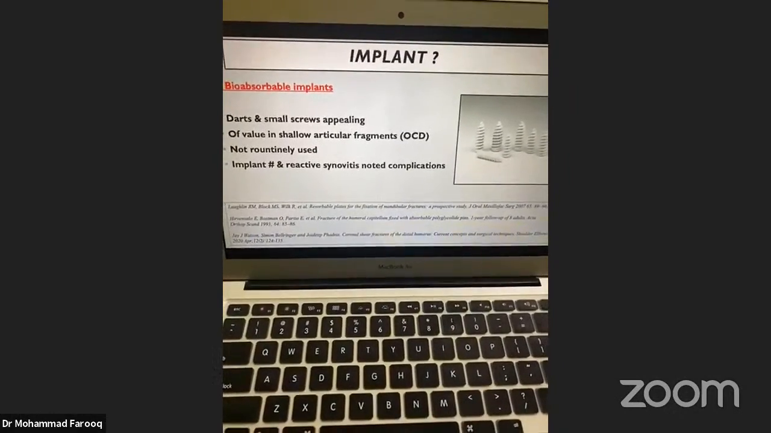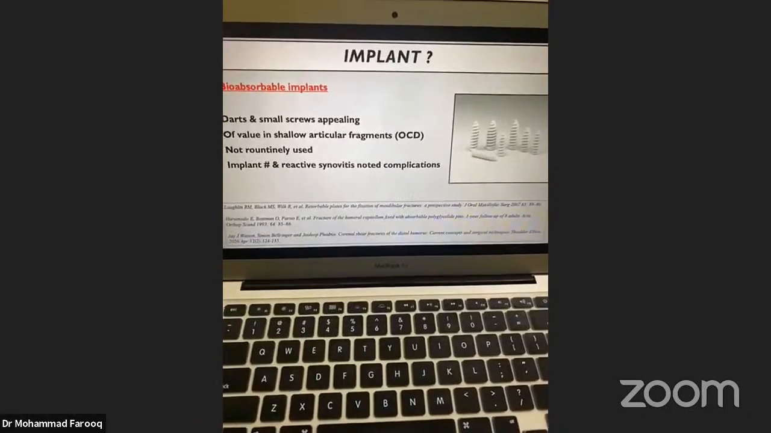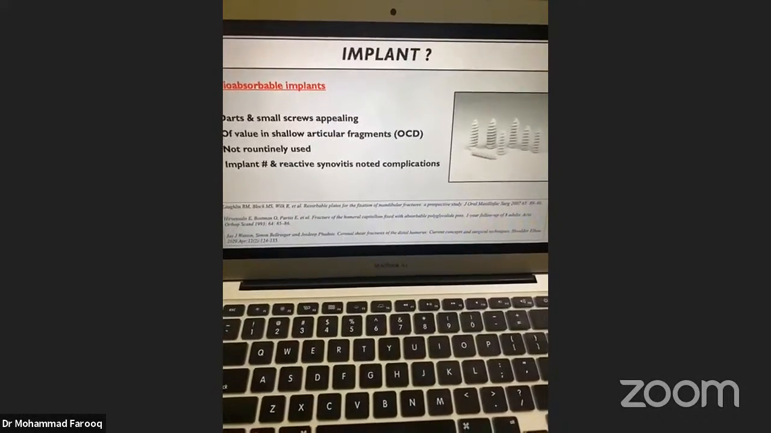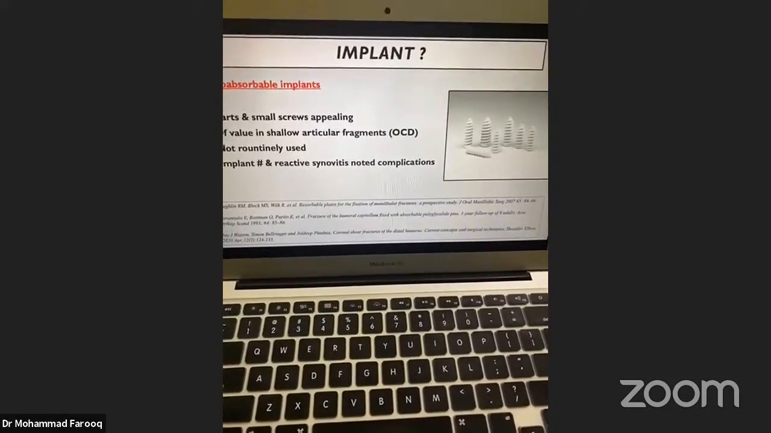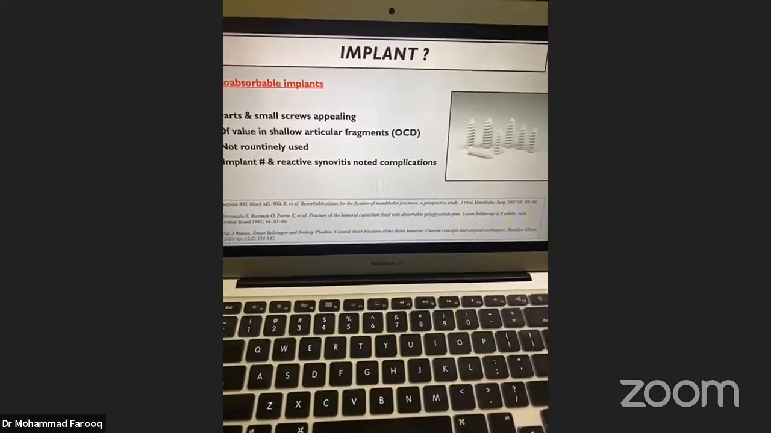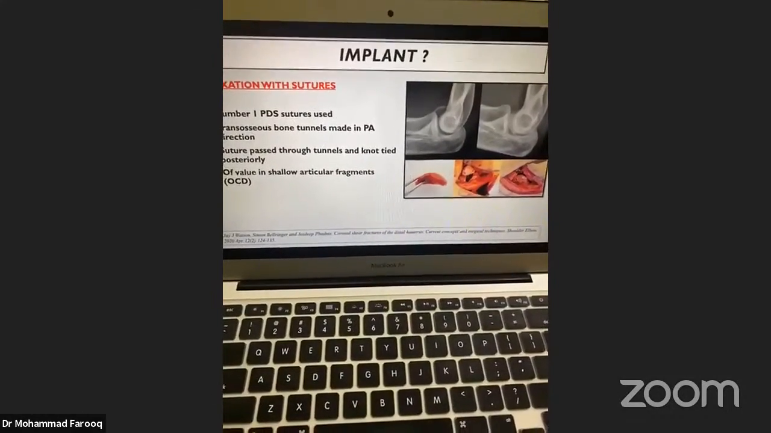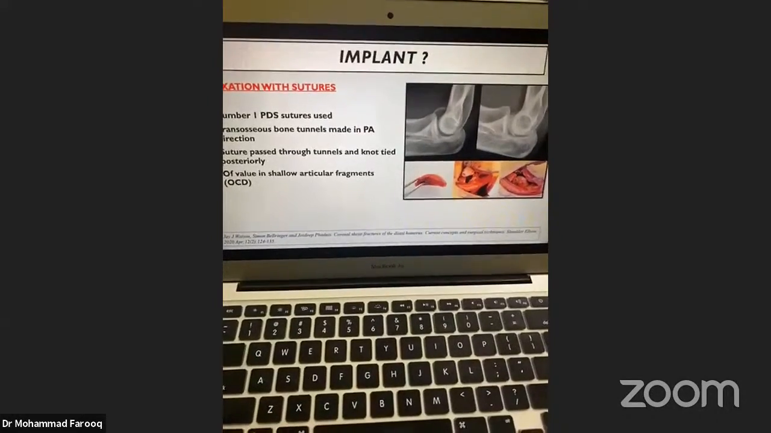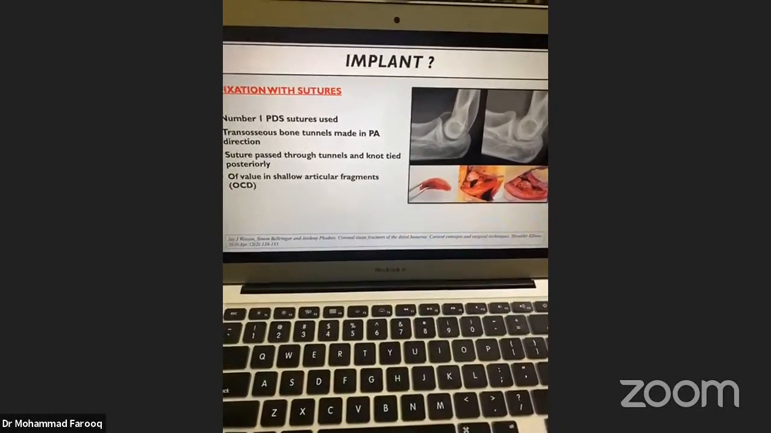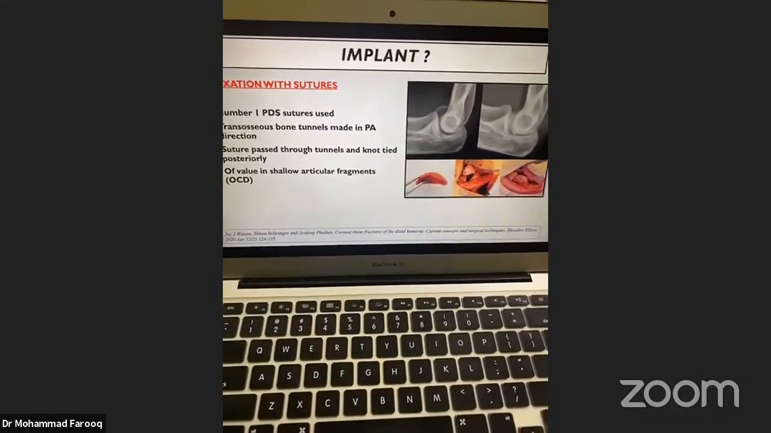Bioabsorbable implants are used for securing osteochondral fragments, but they are not routinely used in adult coronal shear fractures. Implant fracture and reactive synovitis have been noted with the use of these implants. And these osteochondral fragments can also be fixed with the help of sutures, where transosseous tunnels are created and a knot is applied posteriorly for securing these osteochondral fragments.